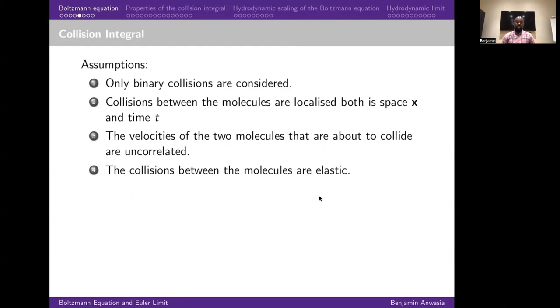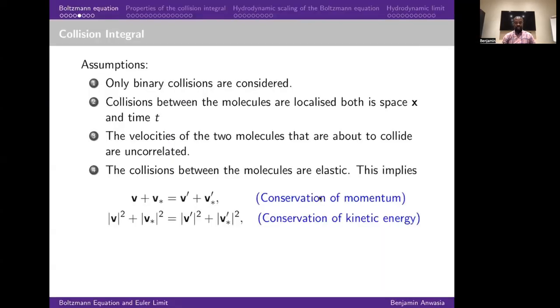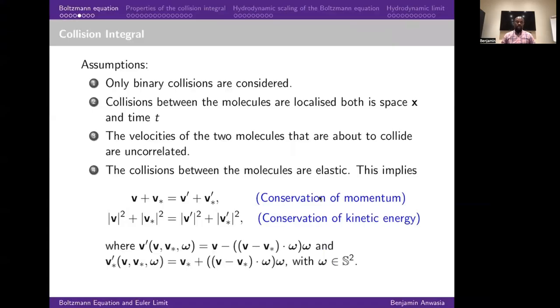The conservation laws of linear momentum and kinetic energy are respectively given as follows, where v and v star are the pre-collision velocities, that is the velocities of the molecules before collision, while v prime and v star prime are the post-collision velocities, that is the velocities of the molecules after collision. The post-collision velocities are defined in terms of the pre-collision velocities, and the formulas for the post-collision velocities are given as follows, where omega is an arbitrary unit vector.